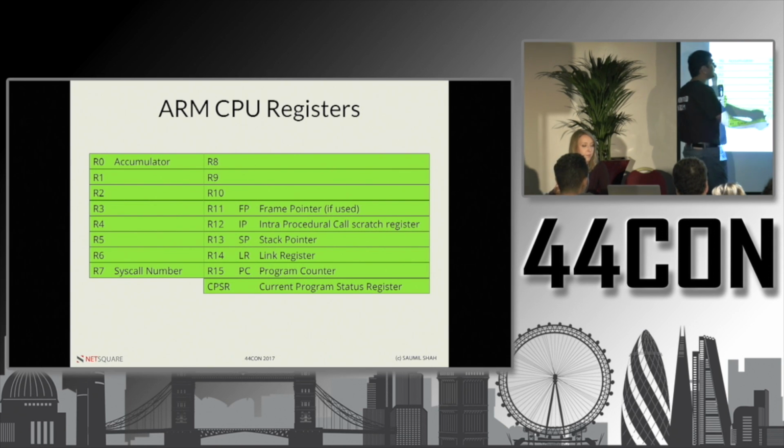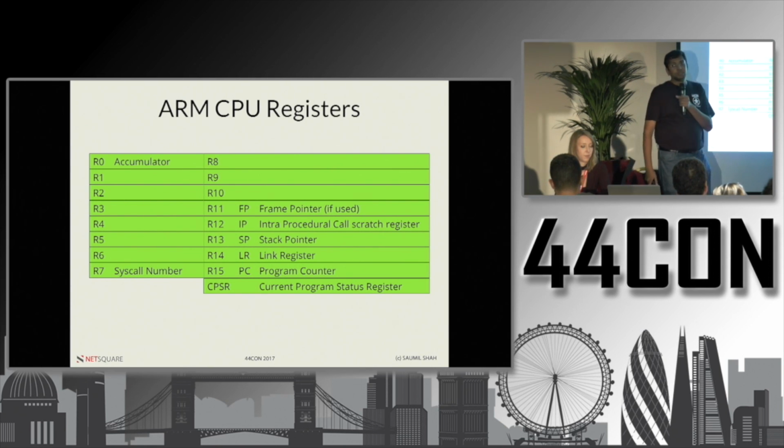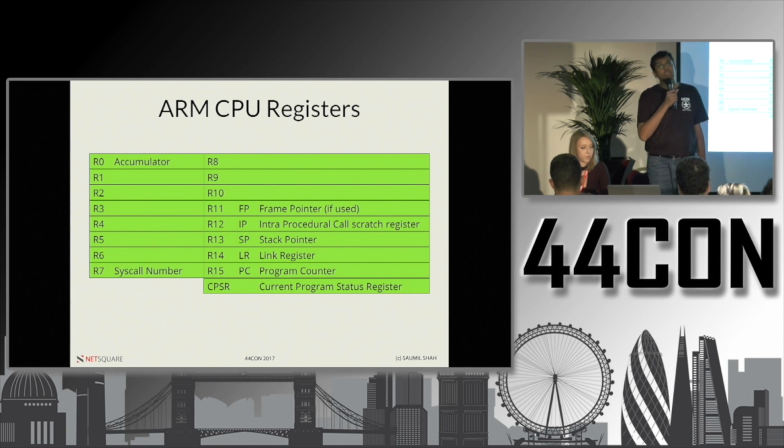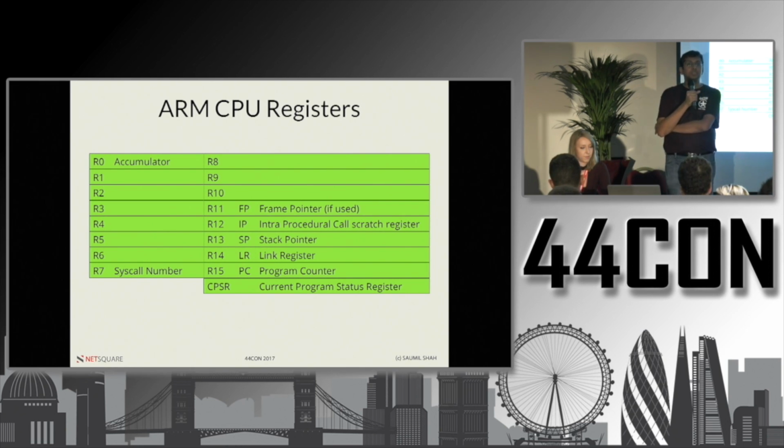And R14 is a link register, which is very interesting. And actually, several RISC CPUs also have a link register. It's also called a branch link register. Now, to give you a little idea about what this link register does, let me first take you to the Intel world for a little while.